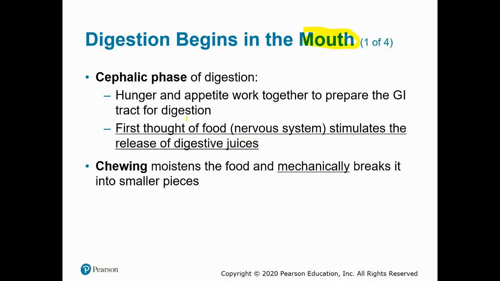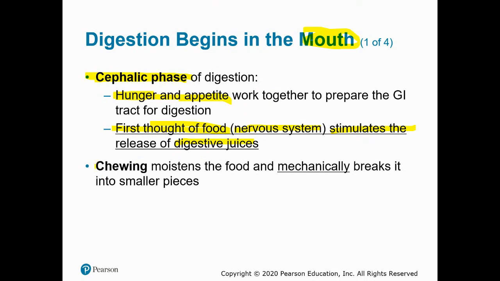So digestion begins in the mouth. And technically, the cephalic phase of digestion is that very first phase of digestion. Cephalic, maybe you think of head. So the cephalic phase is where appetite and hunger actually begin the processes of digestion. If you start to have an appetite for pizza or ice cream, or you recognize, wow, I'm really hungry, your brain is already going to send signals back down to your digestive organs to say, okay, we're going to go eat something, get ready to digest it. So the first thought of food stimulates the release of digestive juices from our digestive organs. And that is happening through communication along the nervous system, sending that signal right back down the vagus nerve.